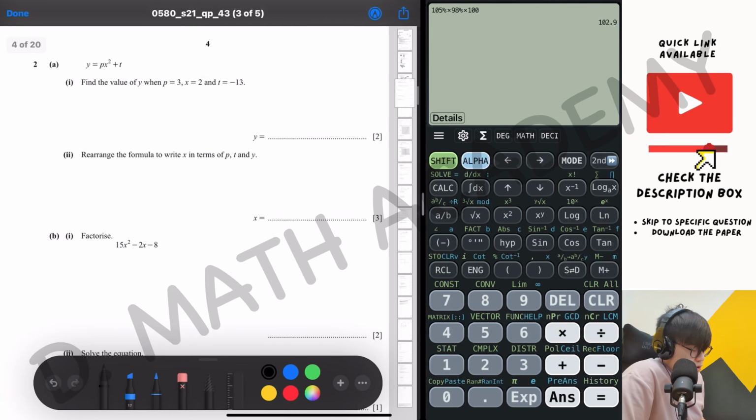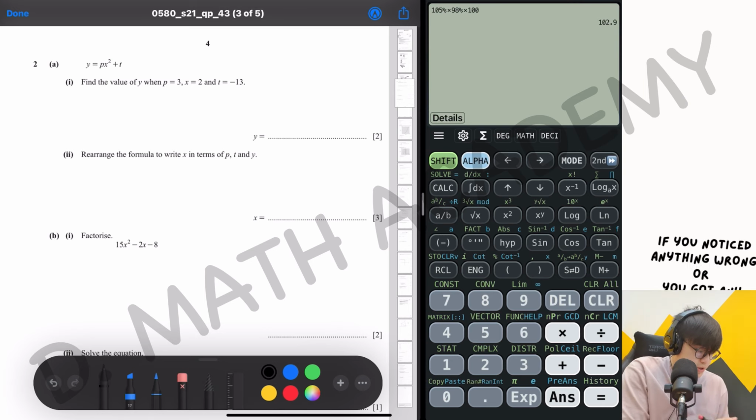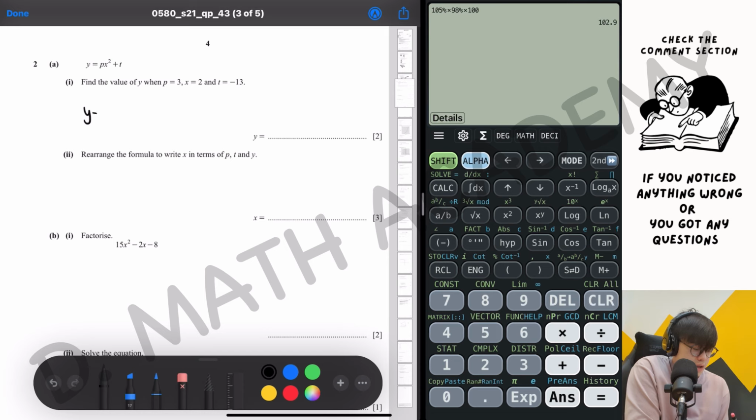Moving on to question 2, they want you to find the value of y. So just substitute it accordingly, then you should be able to get the results. So y equals 3 times 2 to the power of 2 minus 13. The result will be -1.